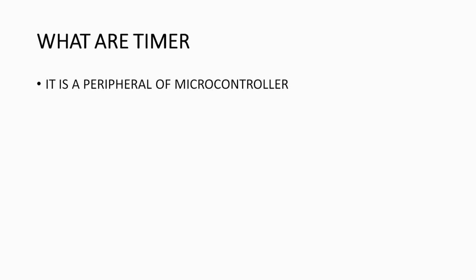So what are timers? Timers are a peripheral inside a microcontroller which is useful for counting accurate time delays. It is a separate peripheral rather than being included inside the CPU of the microcontroller.